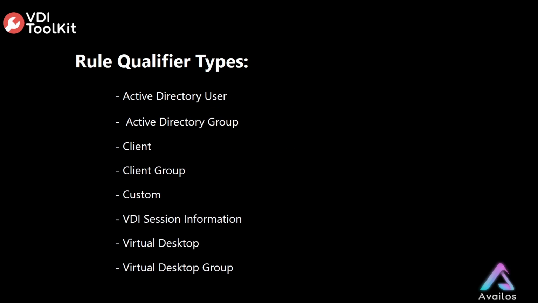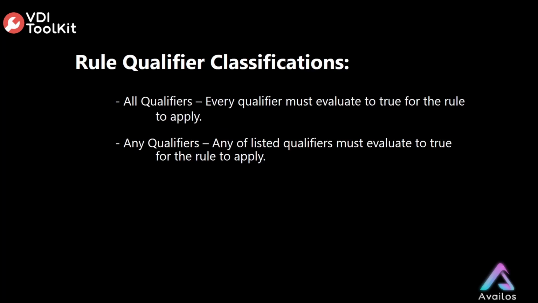Next, I want to talk about the rule qualifier type. We have Active Directory user, which is pretty self-explanatory. That's just a user. We have Active Directory group, which would be a group of Active Directory users. We have client, which is the workstation that they're connecting from to their virtual desktop. We have client groups that we can assign with clients. We have custom. We also have VDI session information. We have virtual desktop, and we have virtual desktop groups. Please note, for more information on each rule qualifier and its purpose, please watch the video tutorial on rule qualifiers.